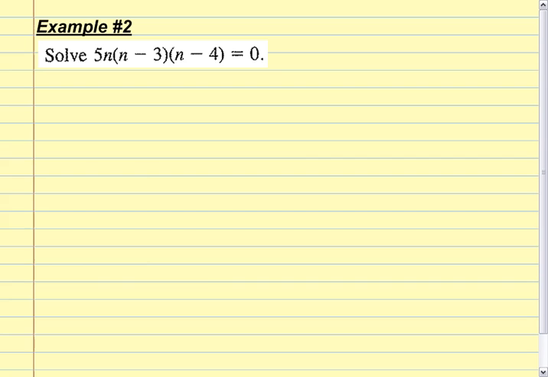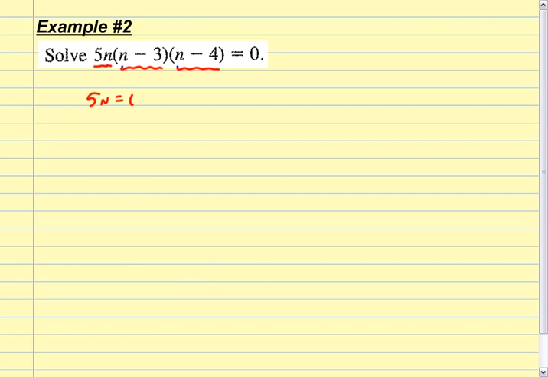In the next example, this actually isn't a quadratic equation. It's called a cubic, because if we multiplied it out, we'd get n cubed. Look, there's an n here, an n here, and an n there. So that's 3 n's. So what that means is we need to look at each one. If this one is 0, it's true. If this one is 0, it's true. If this one is 0, then it's true. So there are going to be 3 solutions to this equation.